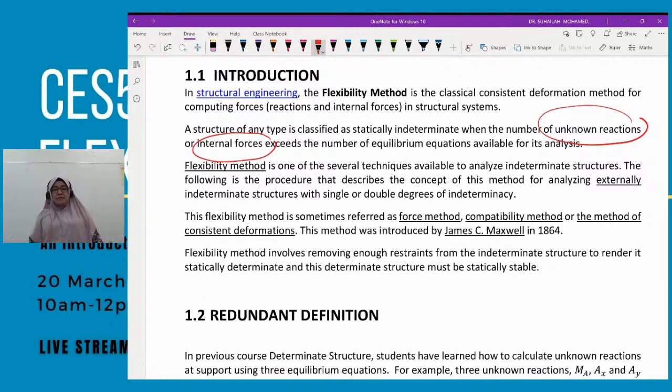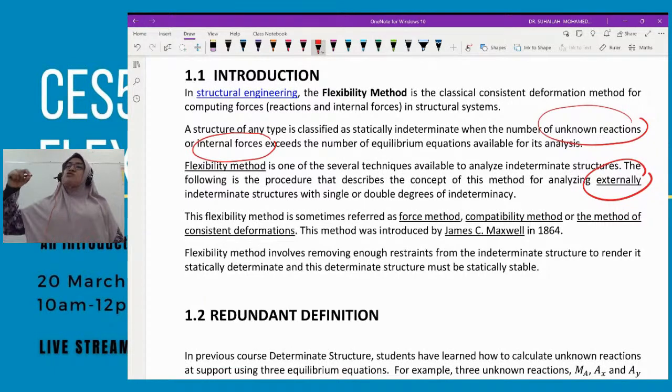Okay, flexibility method is one of the several techniques available to analyze indeterminate structure. The following is the procedure that describe the concept of this method for analyzing. Okay, kalau for beam, it is externally indeterminate. Beam frame externally indeterminate. Apa maksud externally indeterminate? Ini maksud dia redundant to reaction. Because reaction is come from external force.